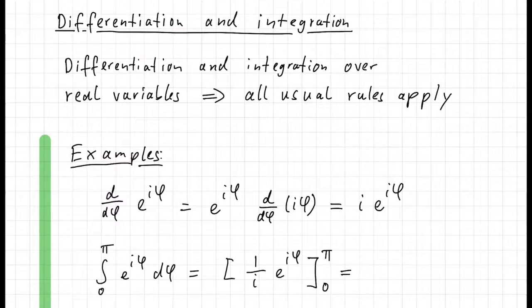And when we do that, then 1 over i is actually the same as minus i. And e to the iπ, that's minus 1, minus e to the i0, that is 1. So we see that this bracket here is minus 2. In total, we get 2i.